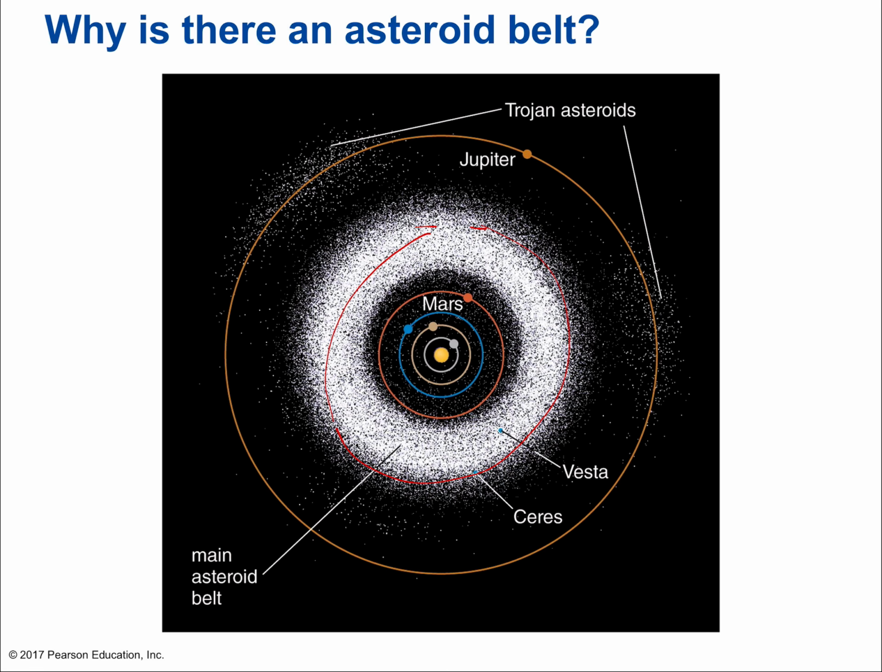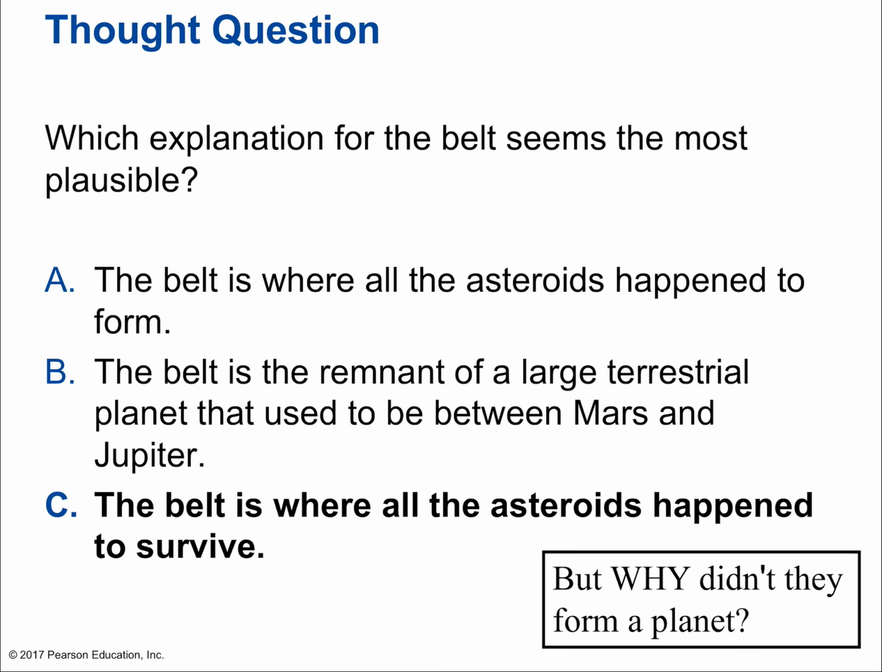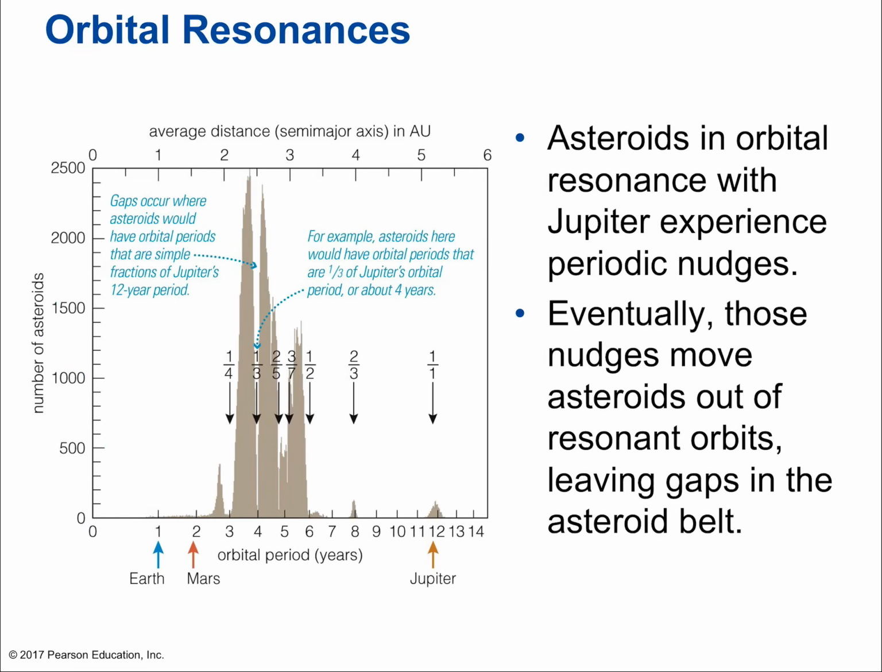The asteroid belt never formed as a planet, and the reason is this right here: Jupiter. Jupiter prevented a planet from forming there. How? Well, let's talk about it. Okay, so which explanation for the belt seems the most plausible? Well, it's that the belt is where the asteroids happen to survive. That obviously leaves some other open questions, but as far as a plausible start, that's a good start.